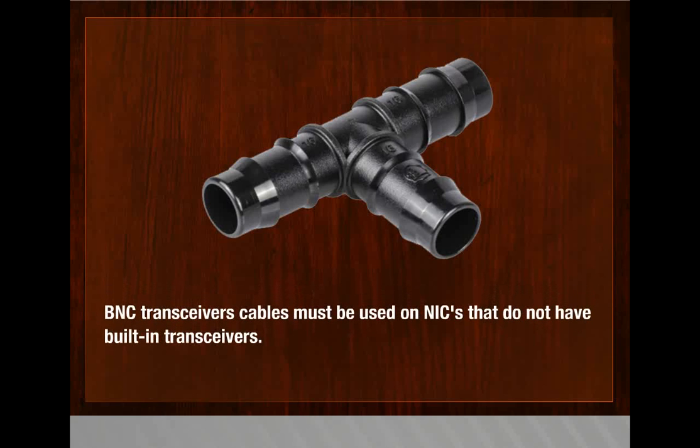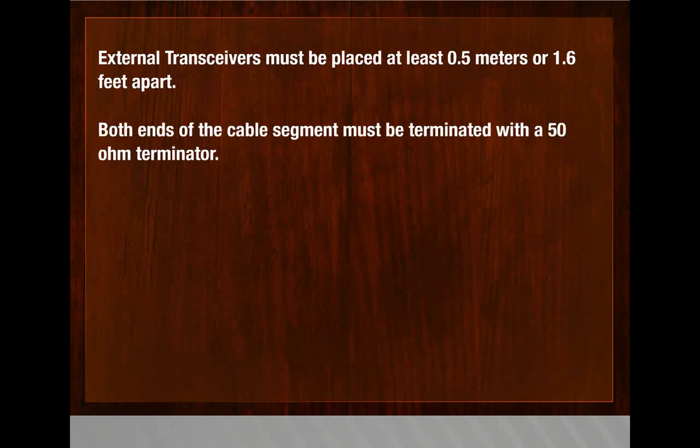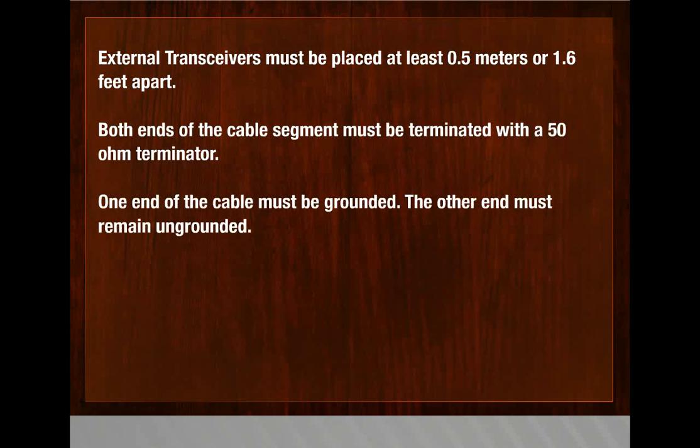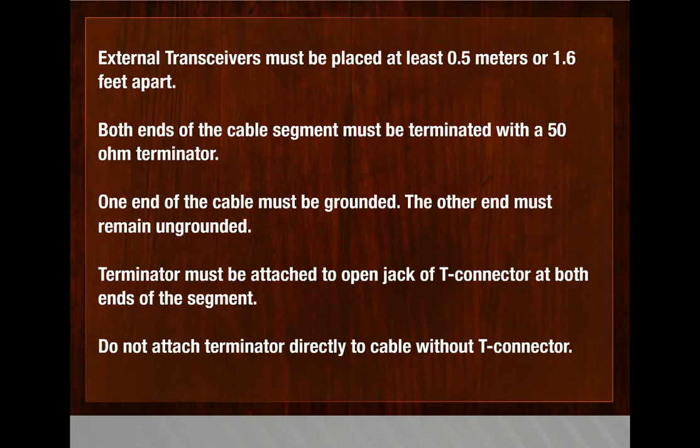AUI transceiver cable must be used on NICs that do not have built-in transceivers. External transceivers must be placed at least 0.5 meters or 1.6 feet apart. Both ends of the cable segment must be terminated with a 50 ohm terminator. One end of the cable must be grounded. The other end must remain ungrounded. Terminator must be attached to the open jack of the T-connector at both ends of the segment. Do not attach the terminator directly to the cable without a T-connector.